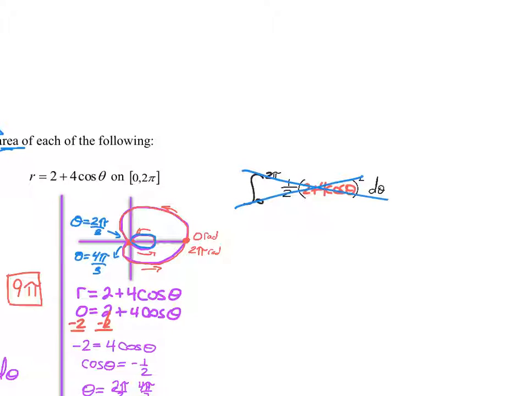All right. For area, it doesn't matter. We just want the inner region, so we don't want to double count that. So what we're going to do is find the area going from 0 to 2 pi over 3 of 1/2 r squared d theta.